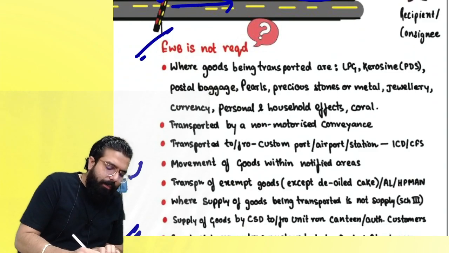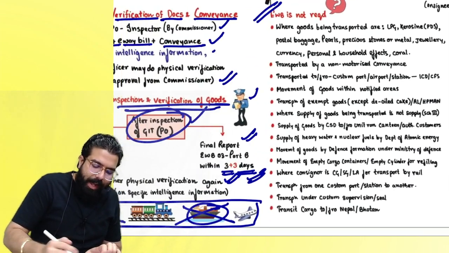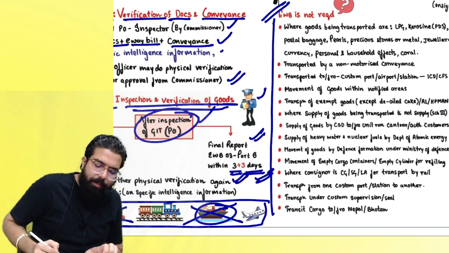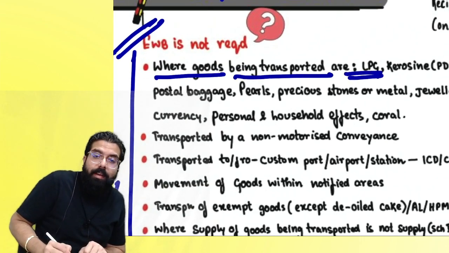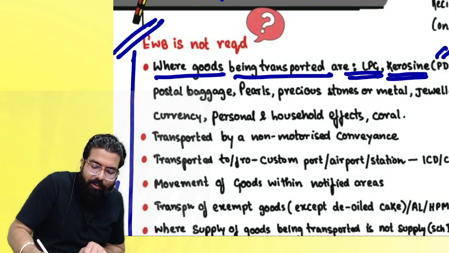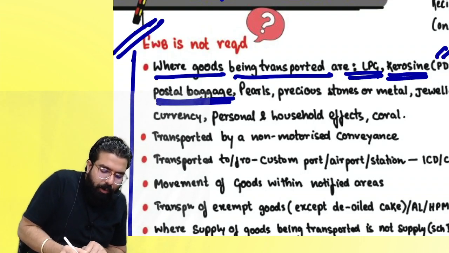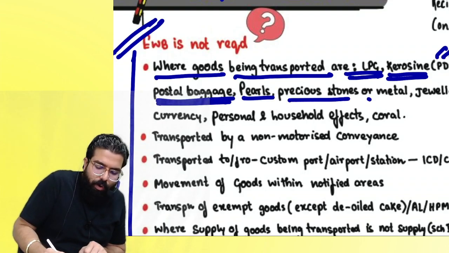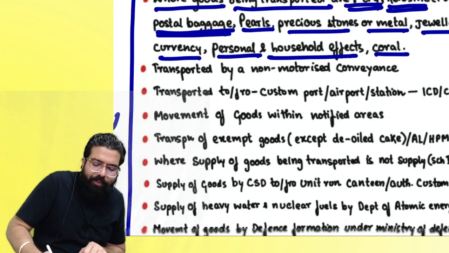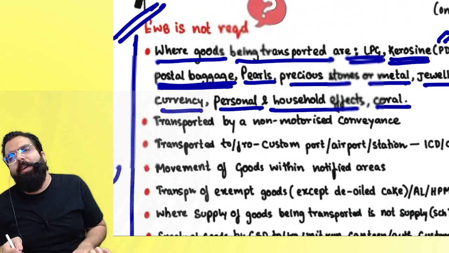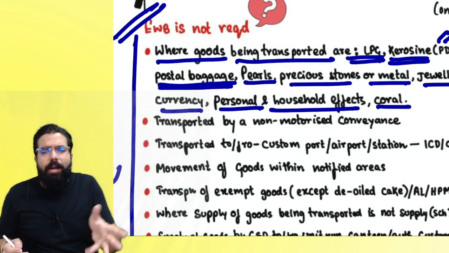Now, sir, when is the e-way bill not required? Everyone, I have given the situations when the e-way bill is not required. An e-way bill is not required when the goods being transported are LPG or kerosene for the public distribution system. Goods that are postal baggage, pearl, precious stone, metal, jewelry, currency, personal and household effects, meaning your household items, and corals.